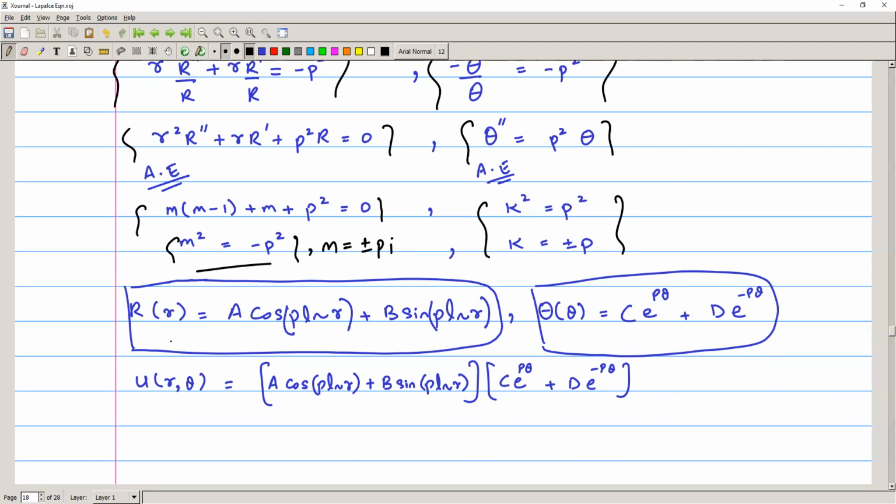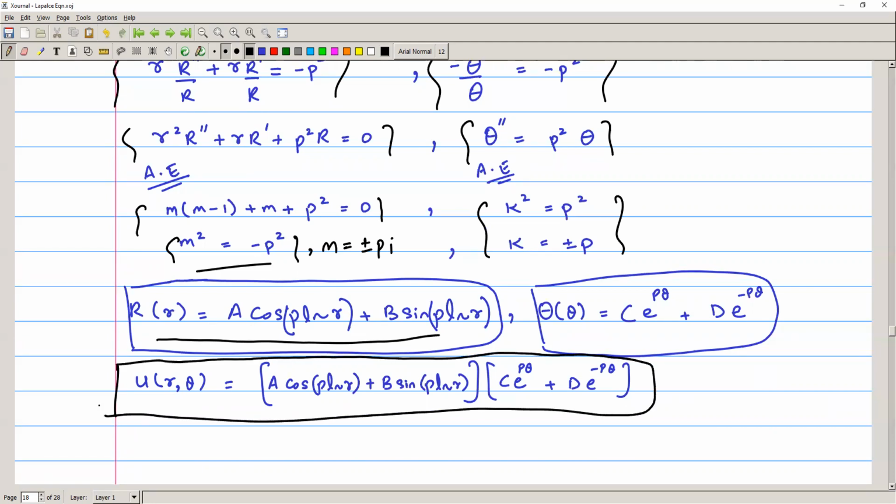Therefore, the solution for the Cauchy-Euler equation is now given by this function: a cosine p ln r plus b sine p ln r, right? And for theta, we have c e to the power p theta plus d e to the power negative p theta. Again, we will multiply both solutions and we'll get the general solution for case 3. In this way, we have the general solution for the Laplace equation in polar form.